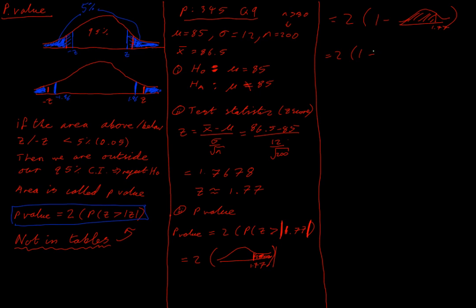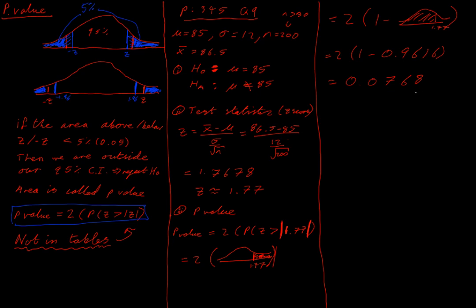Translating that into maths, we have 2 times 1 minus, and we read this from our tables, so open up page 36 and 37 in your tables, and we're looking for probability of z less than 1.77. So you go to 1.7 on your left-hand side table, and then read across to 0.07. And what you will get is 0.9616. You throw that into your calculator. You get 0.0768.